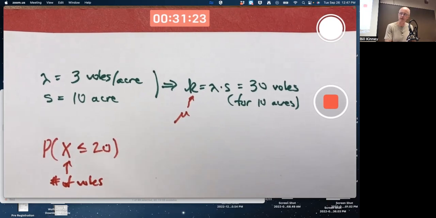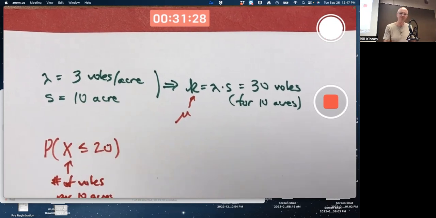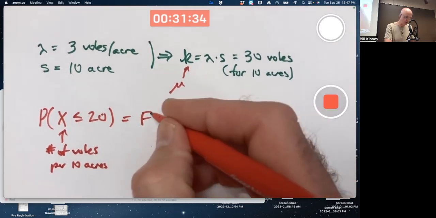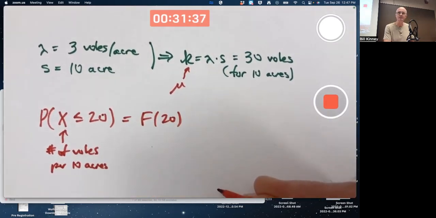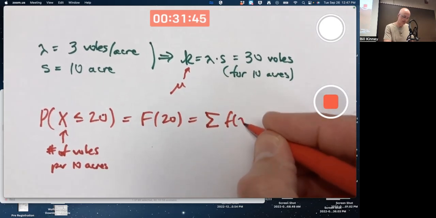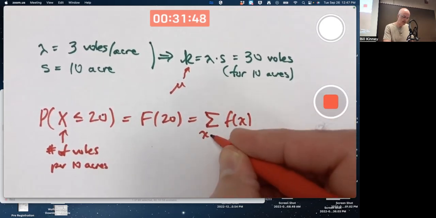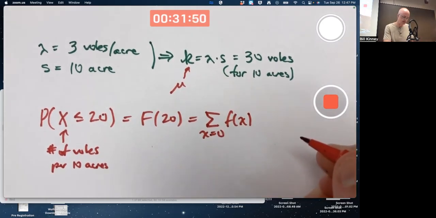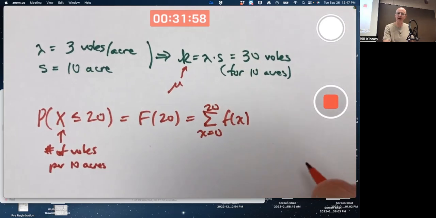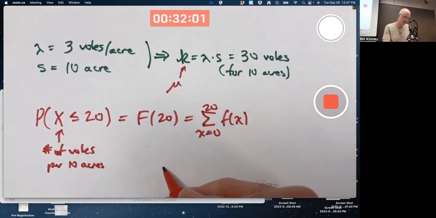So the presence of a vole here would be your success. Number of voles per 10 acres. It would be the value of the CDF at 20, capital F of 20. Do we have a formula for the CDF? Well, we do have a formula in terms of adding up values of the PMF. You could theoretically have 0 voles, so X does start at 0, not at 1. Up through 20 here. That would be the summation you would have to do to find this probability.